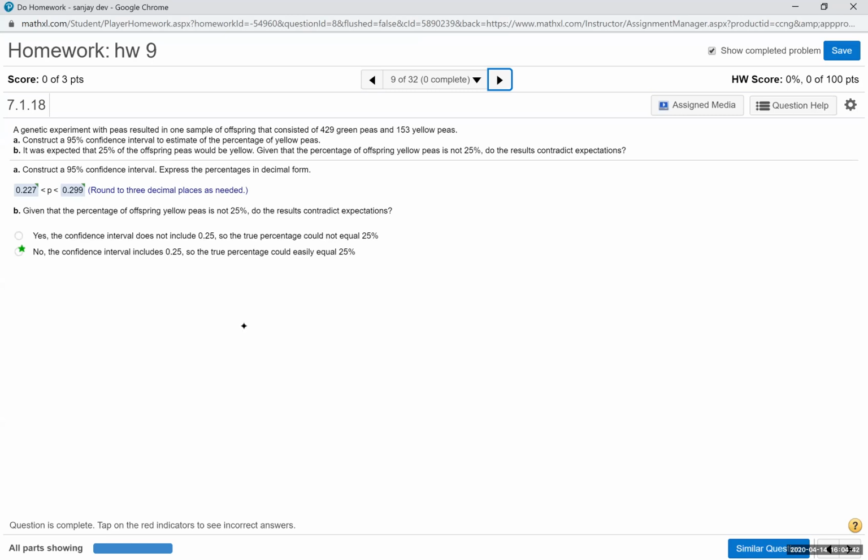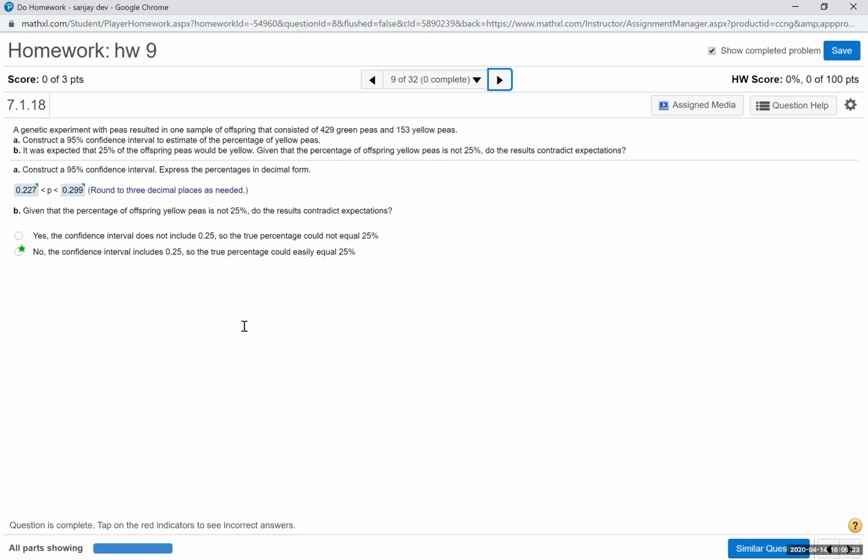Number 9, okay, constructing a 95% confidence interval. Well, there it is. N is 429 green peas, X is 153 yellow peas. So what does it say? A genetic experiment with peas resulting in one sample of offspring that consists of 420 green peas and 153 yellow peas. Part A, construct a 95% confidence interval to estimate the percentage of yellow peas. So 153 is your X, and you have to make sure you add all the peas together, right? So it's 153 plus 429. So what does that come out to be?